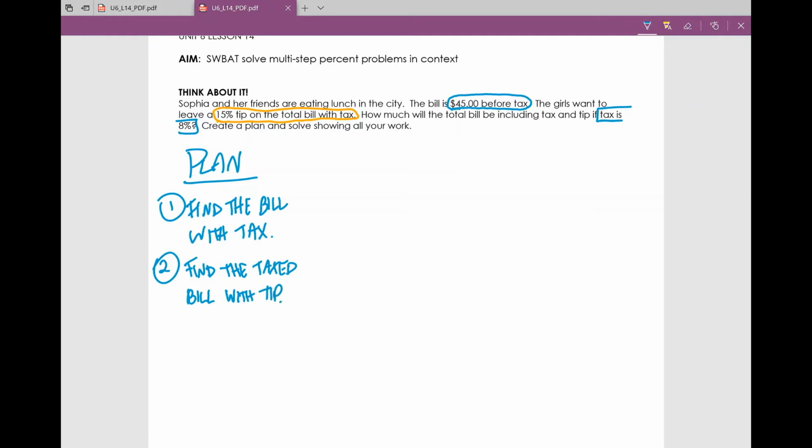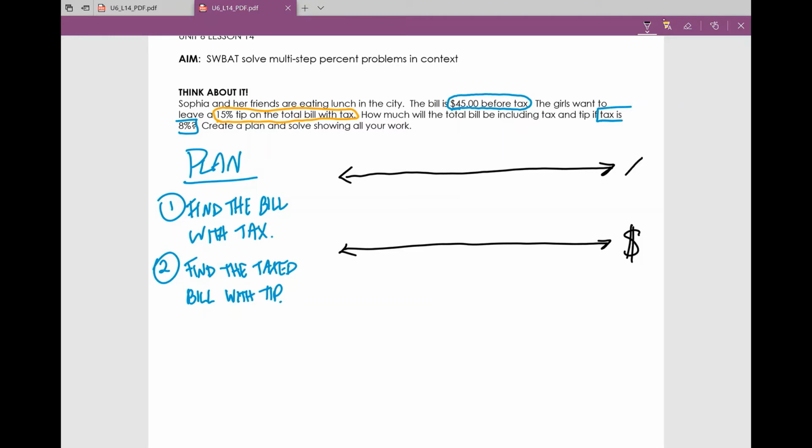So first thing I'm going to do, like we always do, is draw my double number line. We know the two units we're working with are money here and percents. I'll draw my $0 and 0%. Then we also know, since it's percent, we're dealing with 100%. This is our whole.